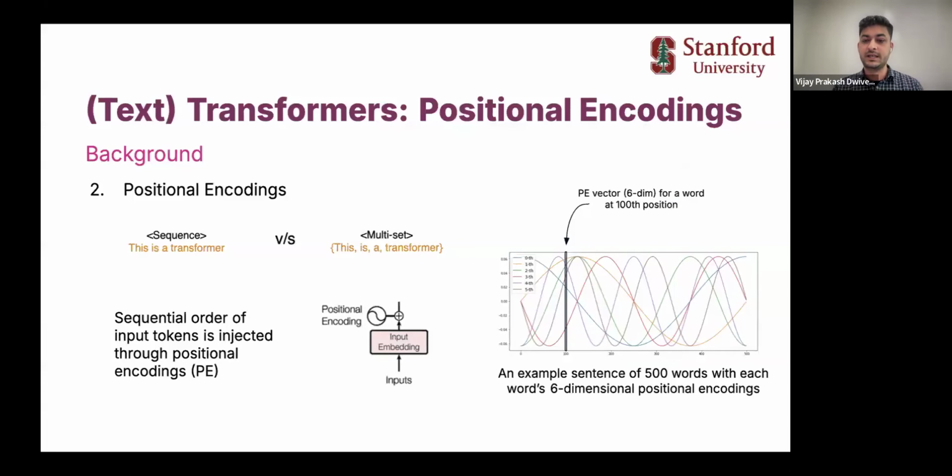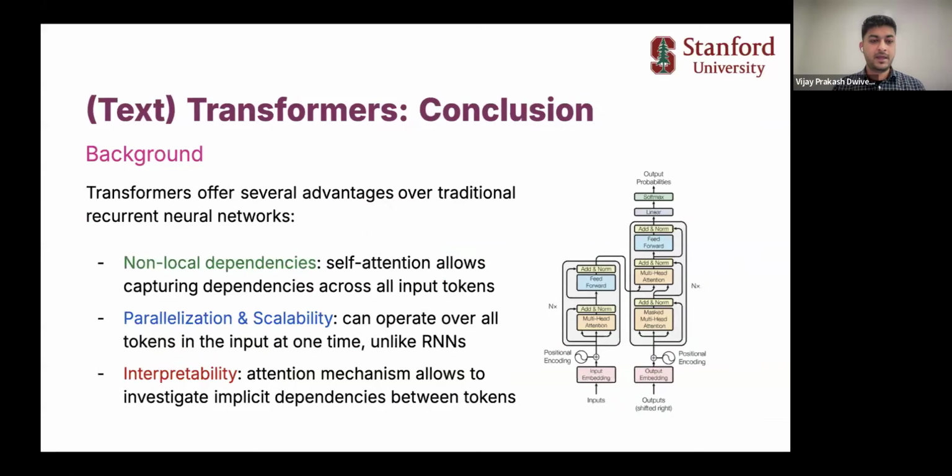If we try to plot the positional encoding, it looks like sinusoidal functions. For example, these are the different values of the 6 frequencies of the sinusoidal positional encoding that we can get. So each word has this 6-dimensional positional encoding if, let's say, we consider 6 frequencies.